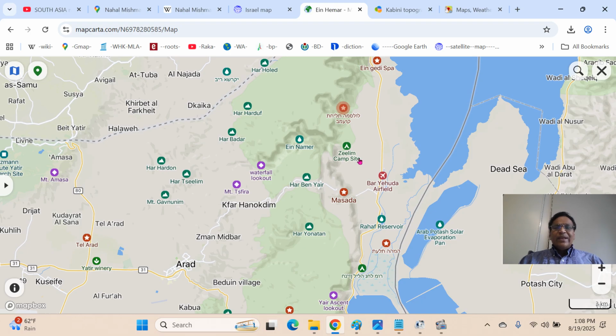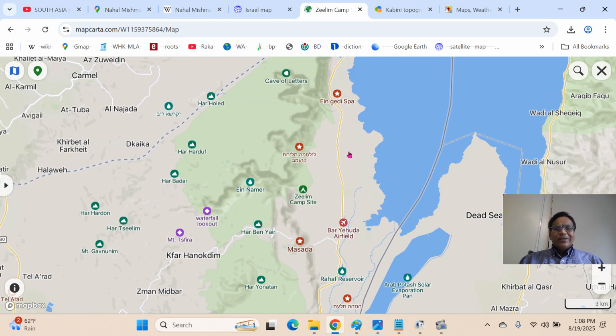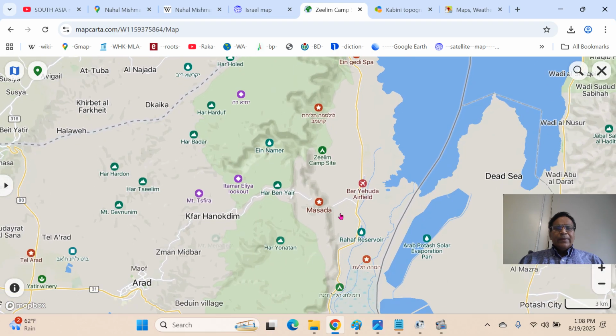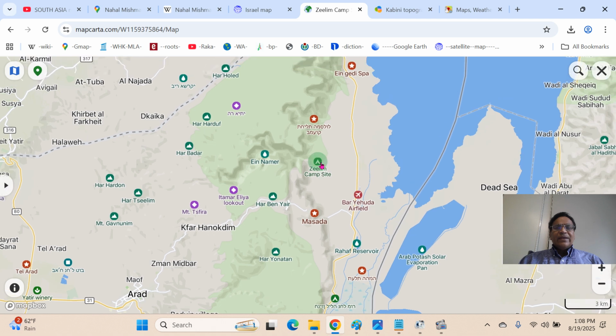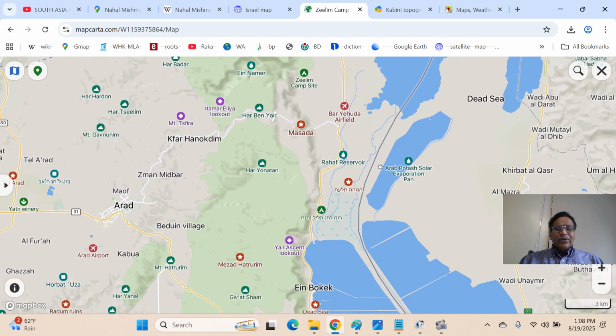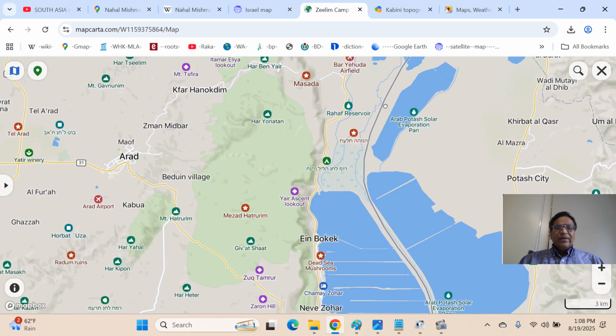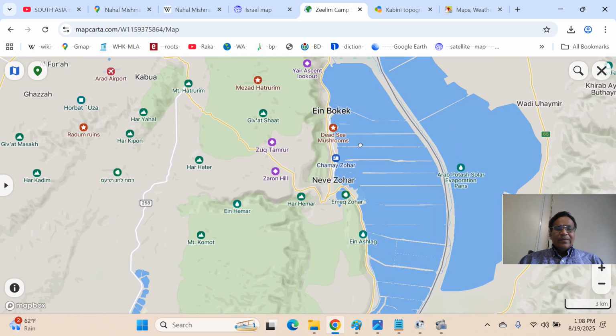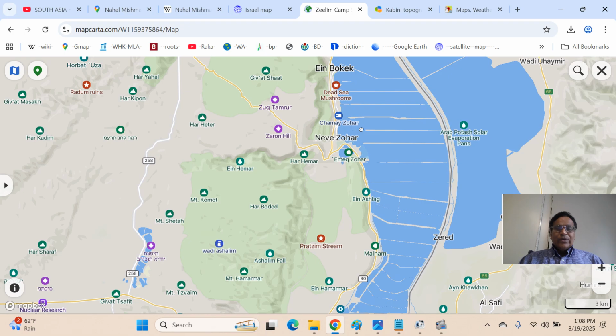Remember, the spellings can be different. Oh, does it pop up? Okay. So this is the Tseelim. I can see Tseelim, and north of Masada is Tseelim. And Heimar is in the Zohar region. Heimar in the Zohar region. Neve Zohar. This is the Heimar. Neve Zohar region.